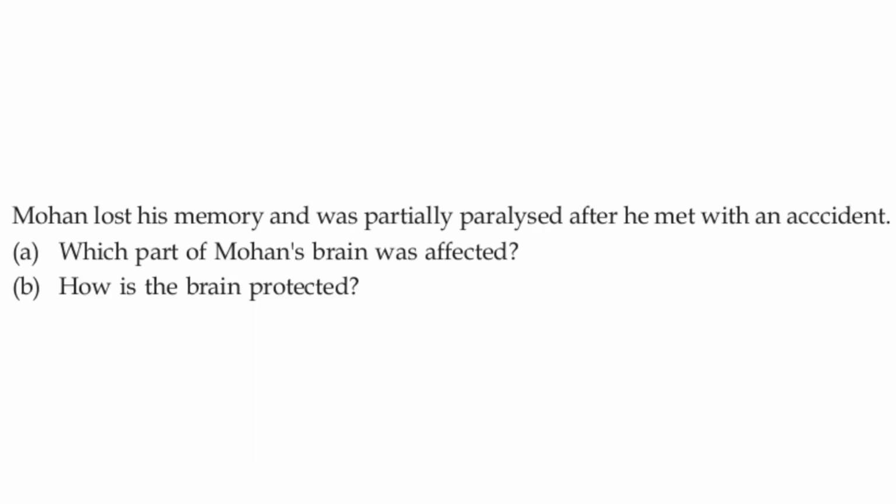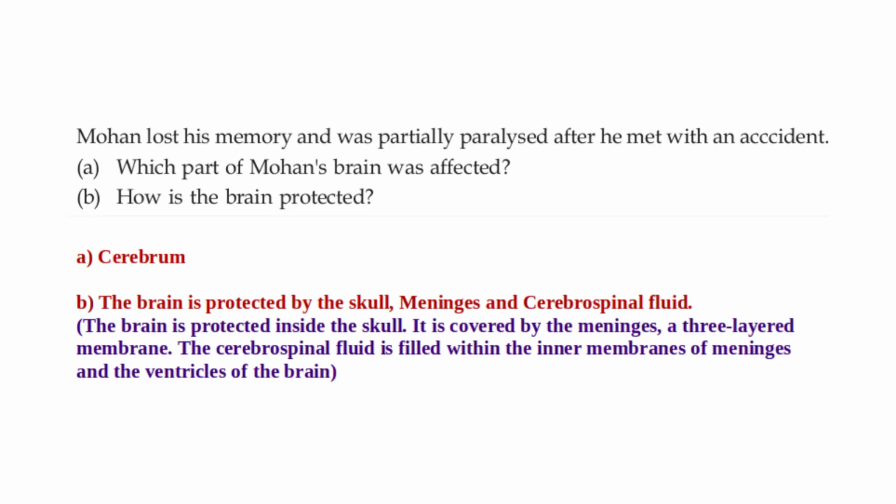Next question. Mohan lost his memory and was partially paralyzed after he met with an accident. The first question, A. Which part of Mohan's brain was affected? B. How is the brain protected? We know here the person, Mohan, lost his memory. The part which controls memory is cerebrum. So the answer of first part is cerebrum.